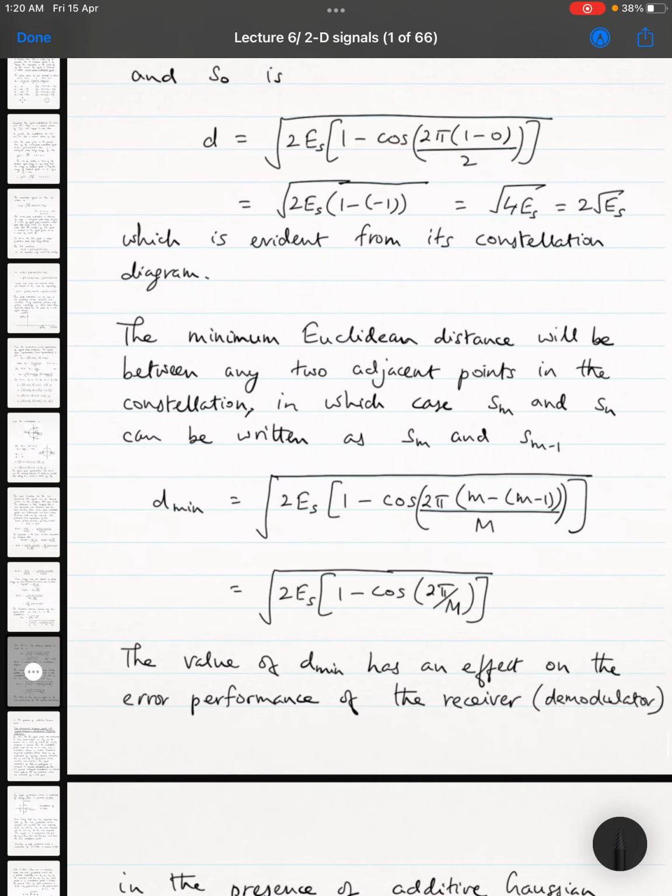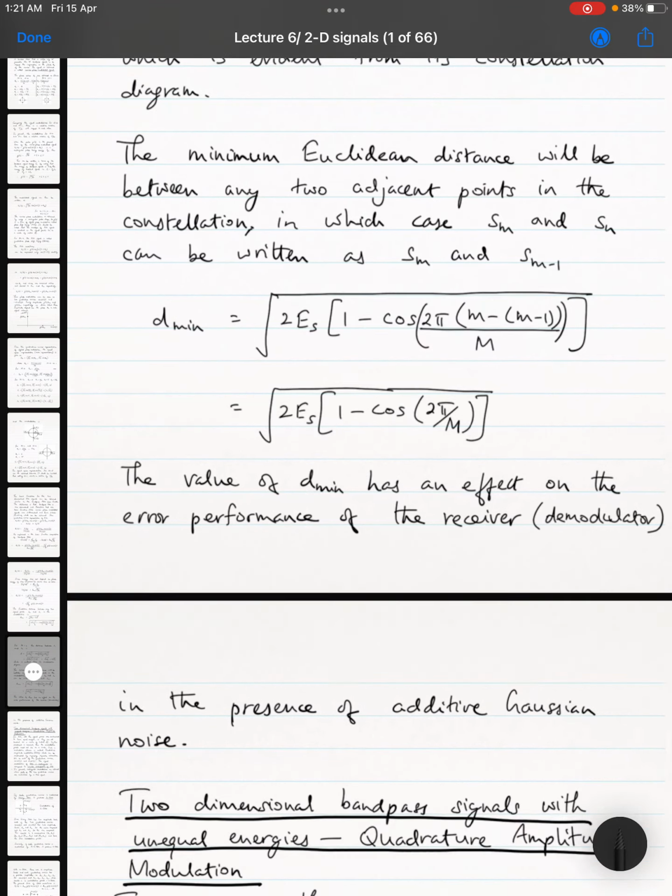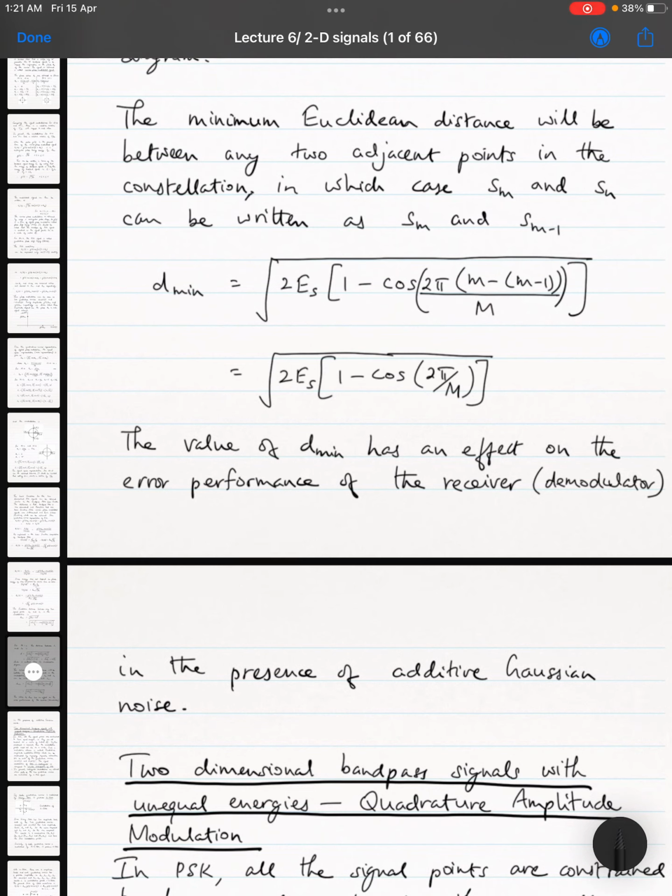it is highly likely that one point gets interpreted as the other point in the signal space, leading to an error. So the minimum Euclidean distance is a parameter of interest because it has a direct effect on the performance of the receiver in terms of the bit error rate when we have communication over a channel that has noise. The minimum Euclidean distance will occur when the 2 points are adjacent to each other, so Sm and Sm minus 1 or Sm and Sm plus 1. The 2 points next to each other will have the smallest distance between them, and this has an effect on the error performance of the receiver.